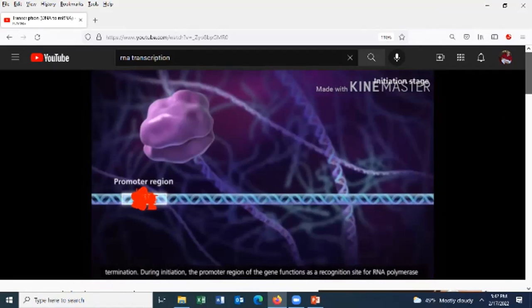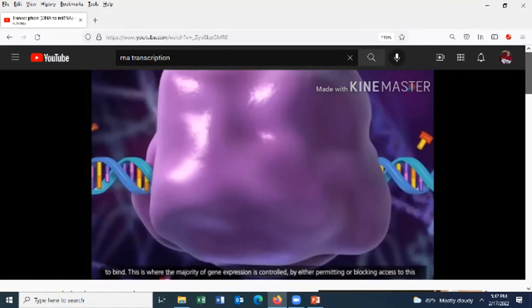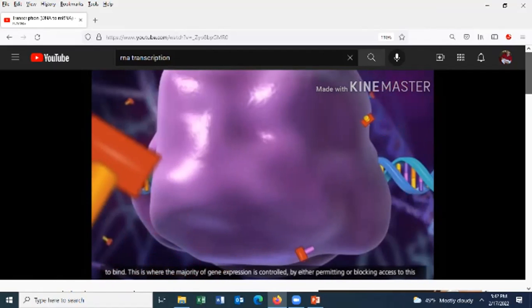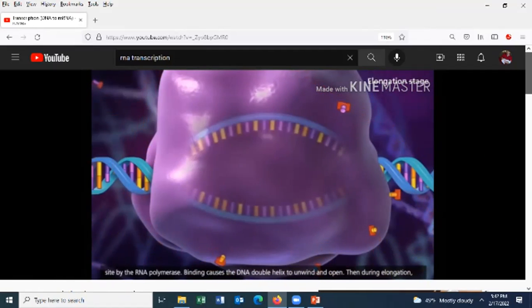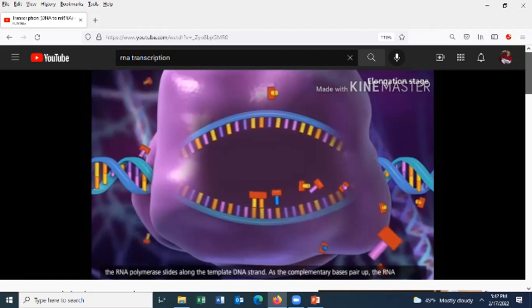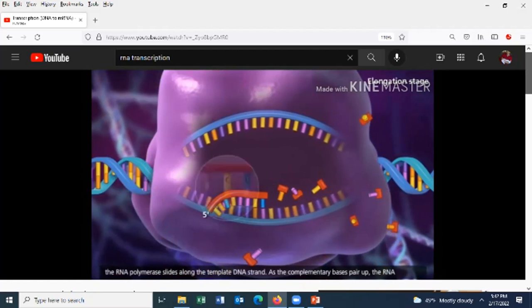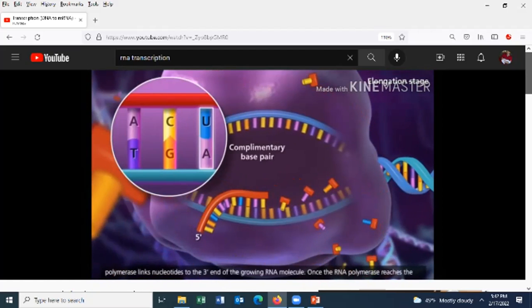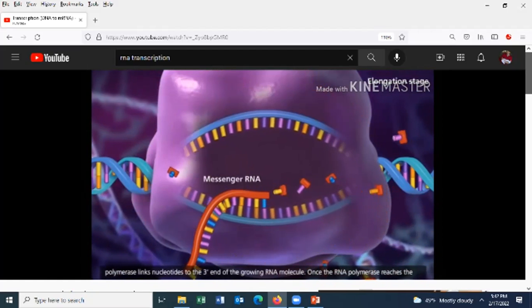The promoter region of the gene functions as a recognition site for RNA polymerase to bind. This is where the majority of gene expression is controlled, by either permitting or blocking access to this site by the RNA polymerase. Binding causes the DNA double helix to unwind and open. Then during elongation, the RNA polymerase slides along the template DNA strand. As the complementary bases pair up, the RNA polymerase links nucleotides to the 3' end of the growing RNA molecule.